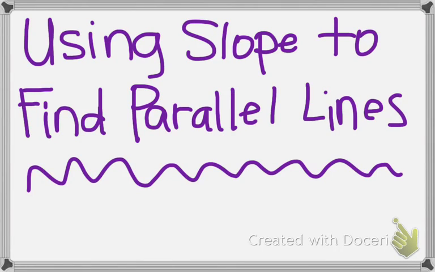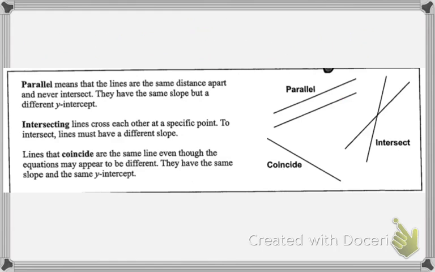Using slope to find parallel lines. When you draw two lines on the same graph, there are three conditions that are possible. One condition would be that they are parallel. Notice that parallel lines, they're slanted the same amount. That means they have the same slope.